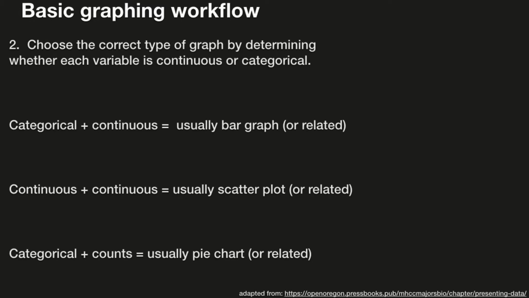Okay, so once you've identified which variables are independent and which variables are dependent, you next want to determine whether your variables are continuous or categorical. Continuous meaning it's typically going to be numeric. There could be decimal places. It could go from 0 to infinity. Miles per gallon is a good example of that.